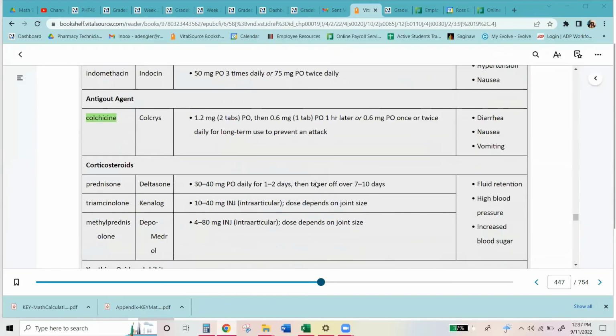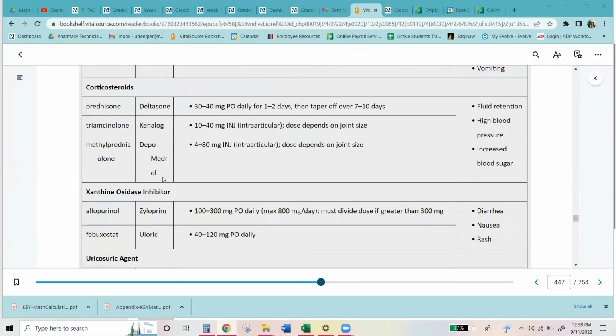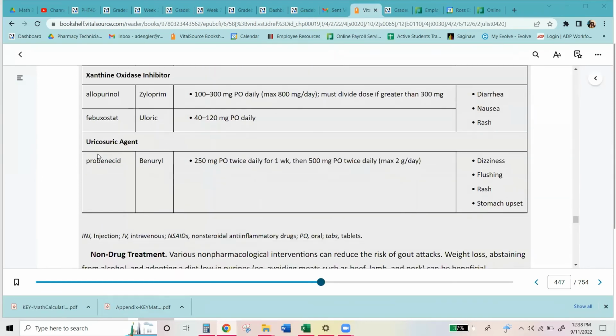So for gout, we use NSAIDs. We have the anti-gout agent colchicine. We use corticosteroids, and we have xanthine oxidase inhibitors like Zyloprim and Uloric. And we have a uricosuric agent, Benemid.